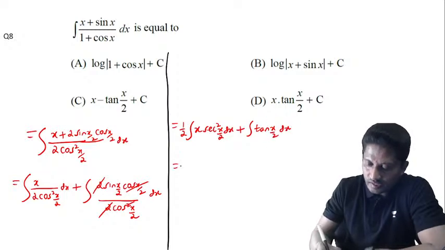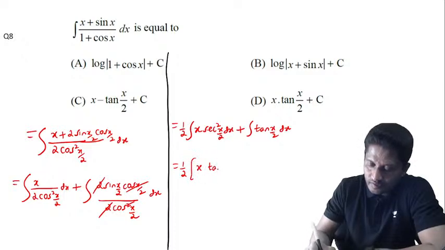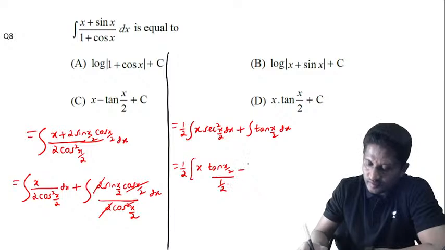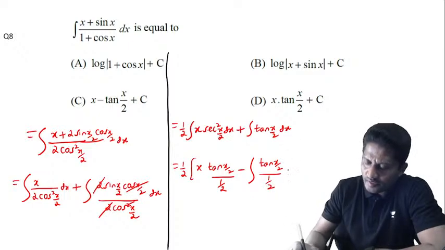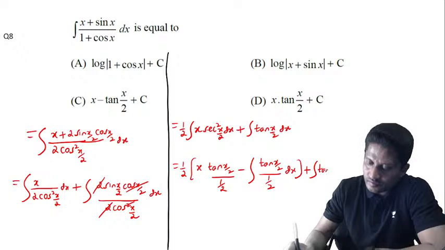Okay, now this is equal to half of first function is x, integration of sec square x by 2 is tan x by 2, coefficient of x is half, divide by half. Minus integral of second is tan x by 2 by half, and differentiation of x is 1. Plus integration of this is tan x by 2.